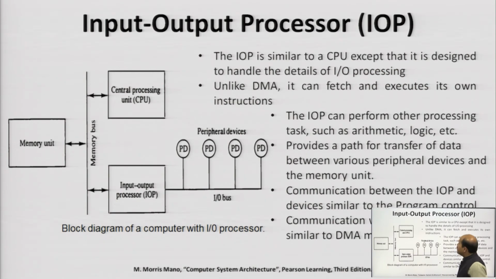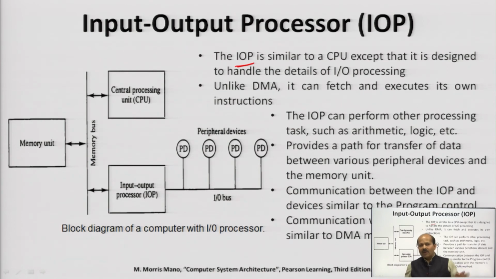One more type of transfer is controlled by the input output processor. We can also use the input output processor to control the input output operation, or that processor can be used to control these peripheral devices which are used for input and output type of operation. So, in place of DMA, we can also use such a type of controller, an IO processor, abbreviated as IOP, input output processor.